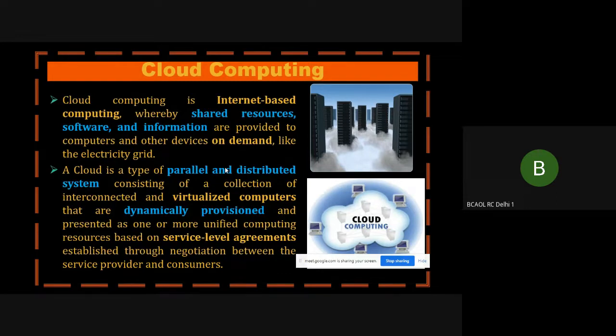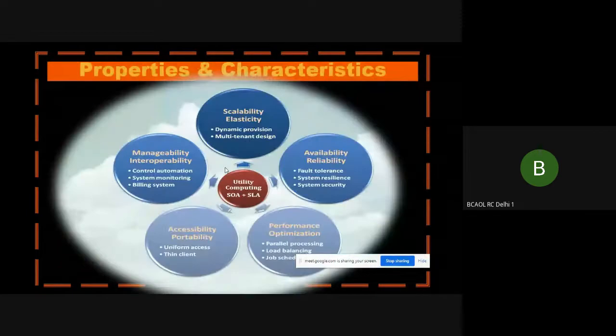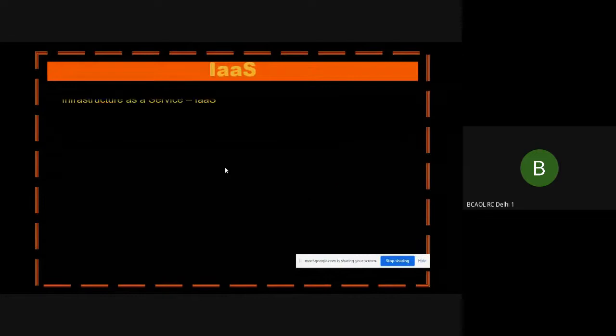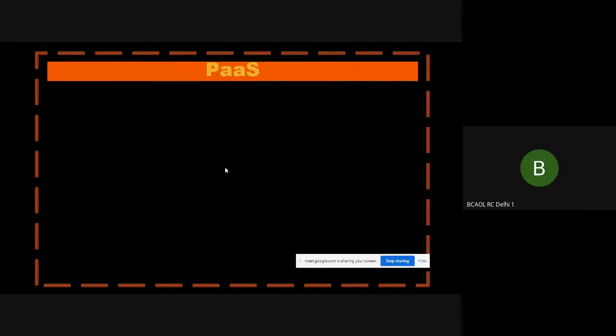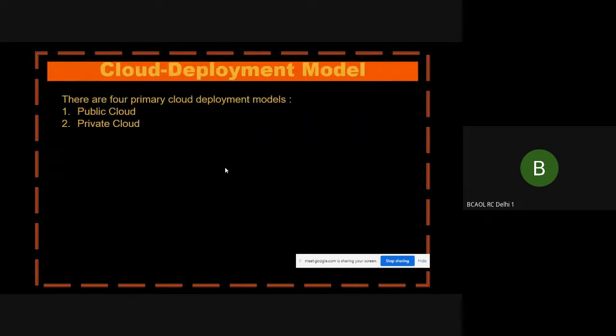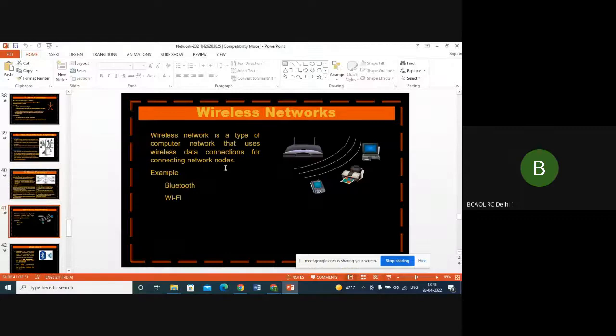Internet-based computing whereby shared resources, software and information are provided to computers and other devices on demand, like the electricity grid, right? So I'm not talking about the cloud right now. Properties and characteristics are given: infrastructure as a service, platform as a service, software as a service. So we are not talking about the cloud, there are different kinds of cloud. Can you understand this topic, networks, up to here? Yes.